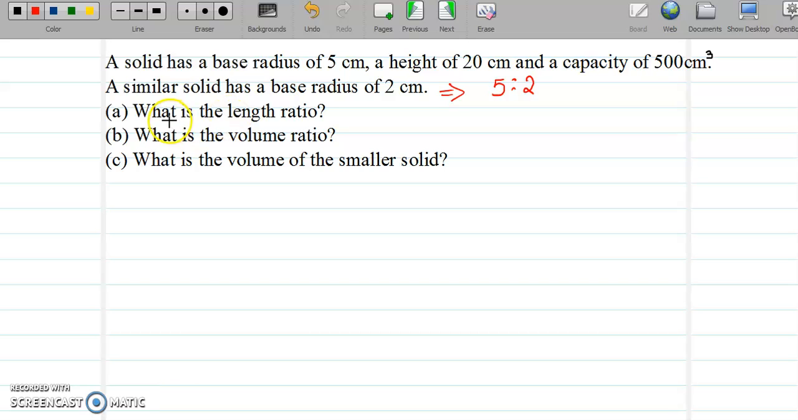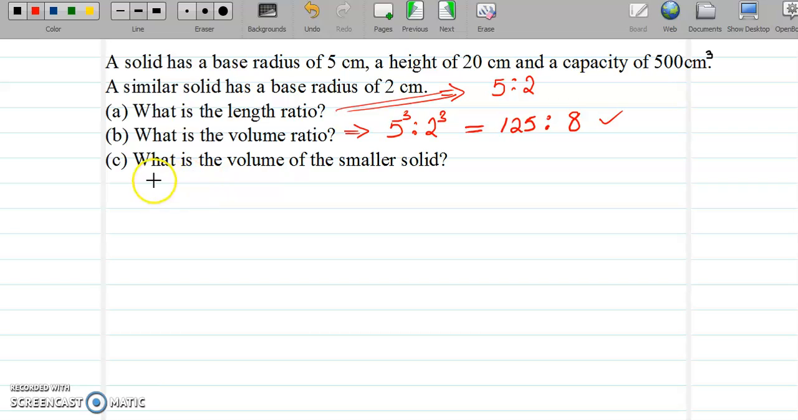Okay, now if you're asked to find the volume ratio, we simply cube the length ratio. That gives us 5 cubed to 2 cubed, which is equal to 5 times 5 times 5, which is 125, to 2 times 2 times 2, which is 8. Okay, so this is the volume ratio.